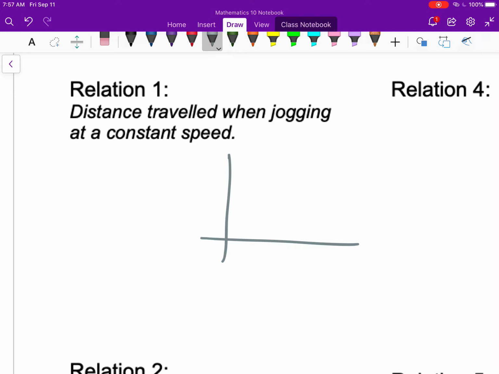In this case, we're comparing distance and time, the time you're jogging. And now what's the independent variable? Well, the distance you run depends on how long you've been running. And the key here, it says you're running at a constant speed. So in this case, distance would be on the y-axis, time is on the x-axis. So again, because the distance you're running depends on how long you've been running for.